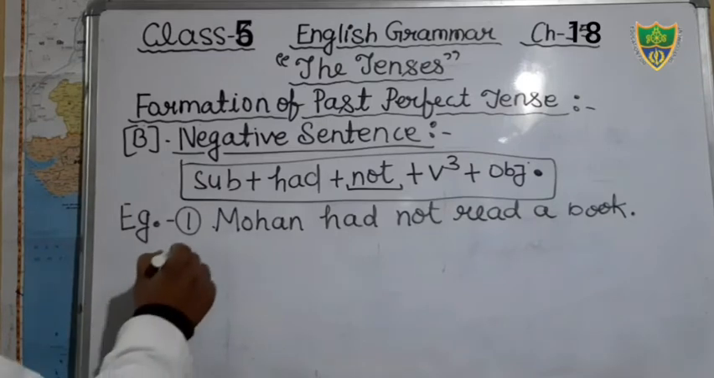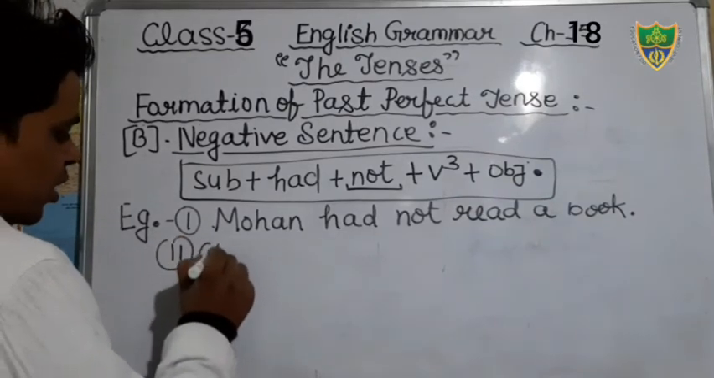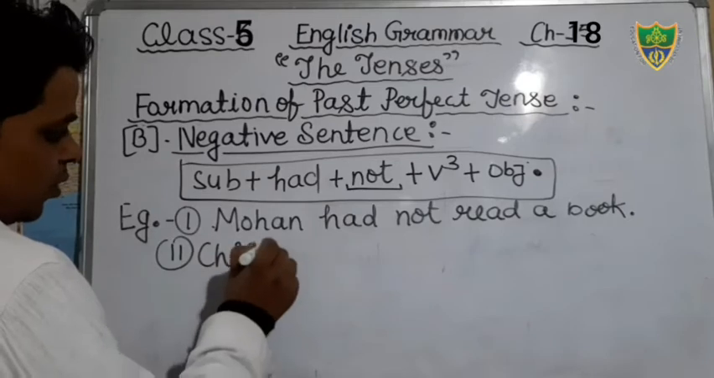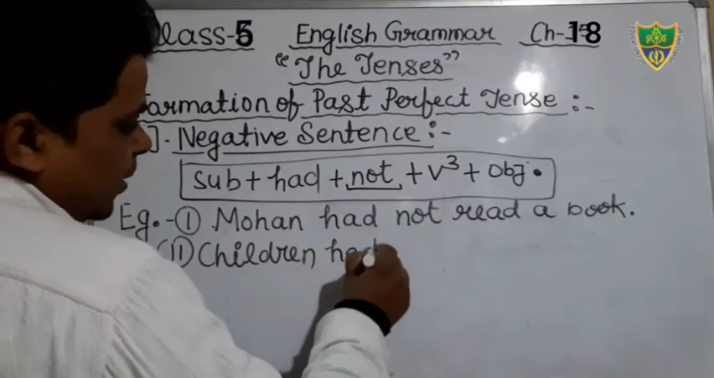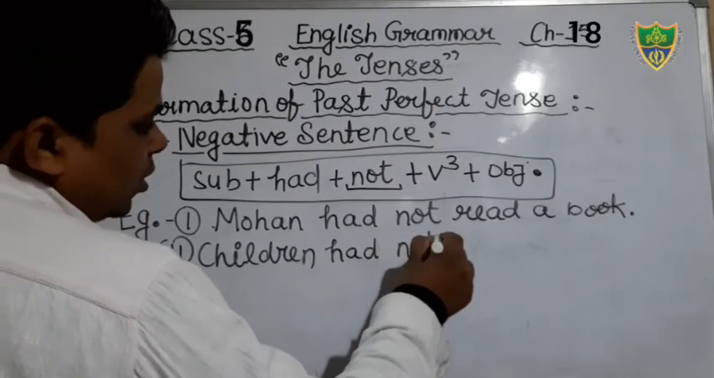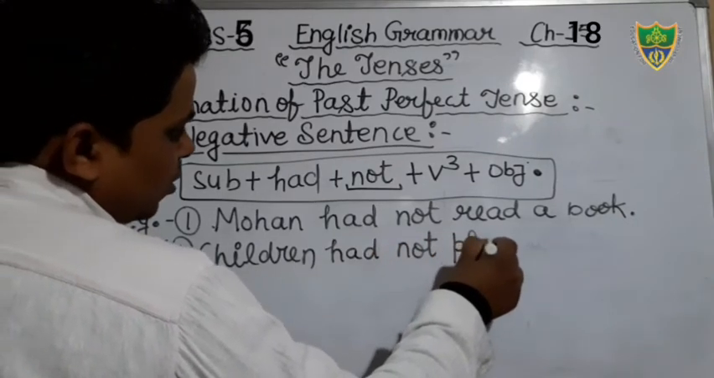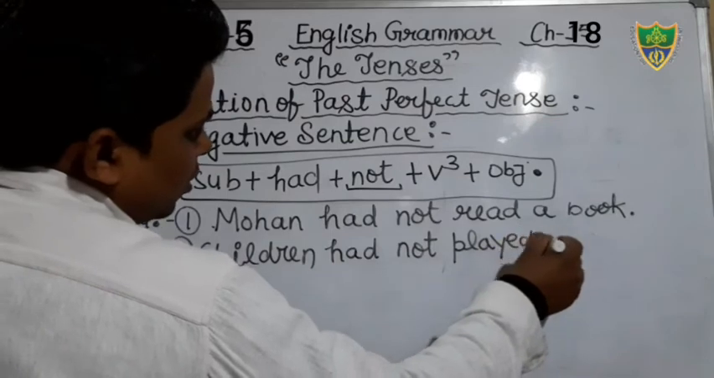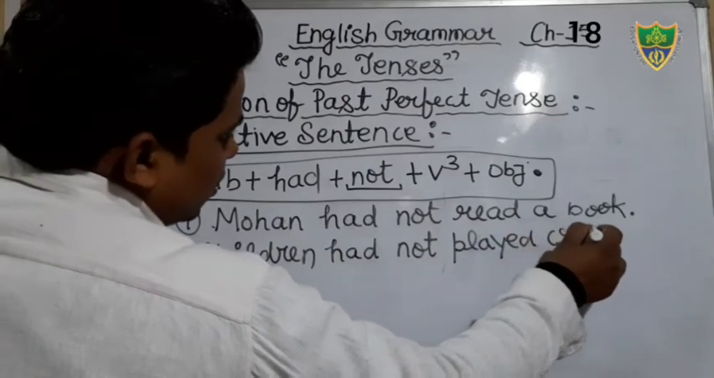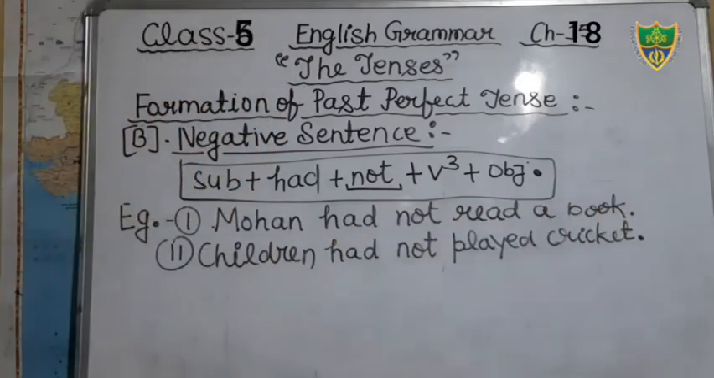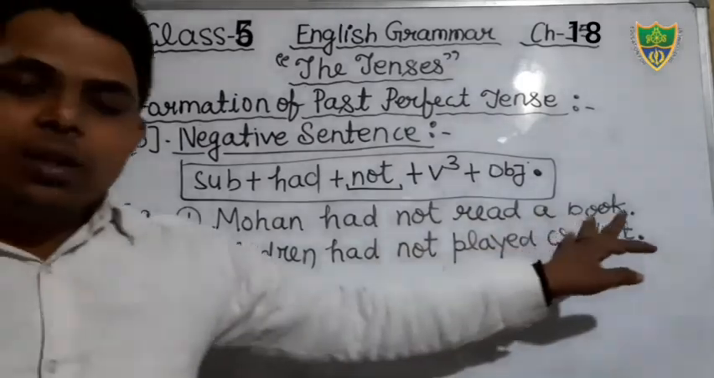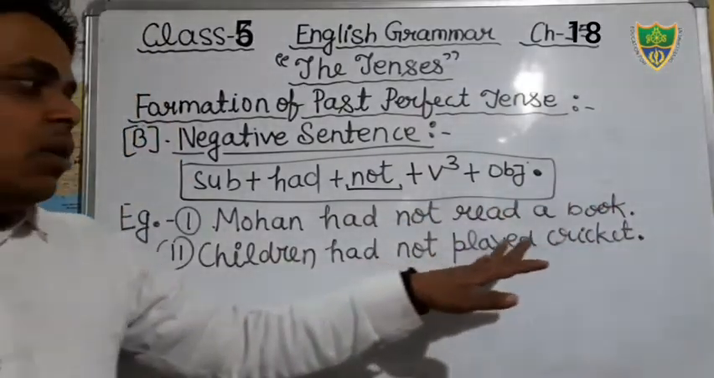On another sentence we can see, children had not played cricket. Children had not played cricket. So see, these are your sentences. Mohan had not read a book. Children had not played cricket.